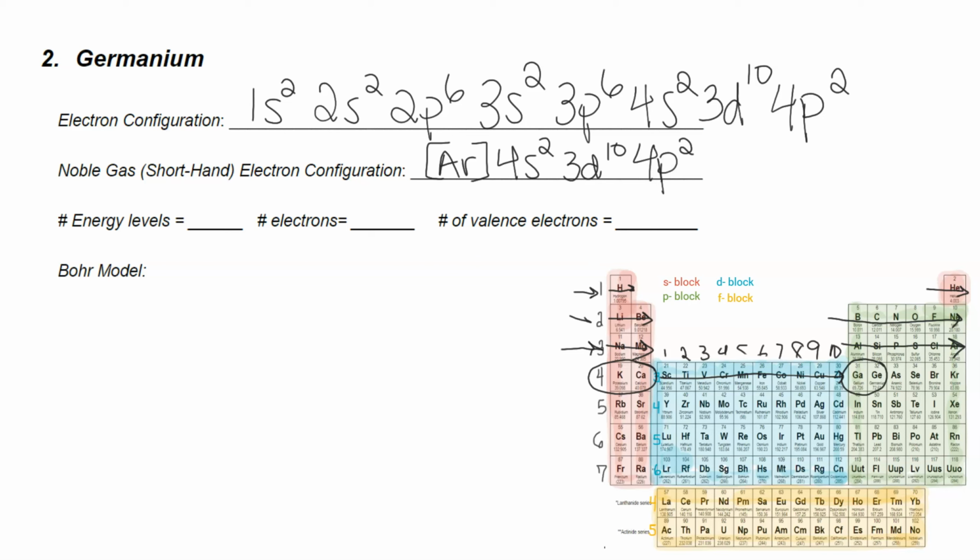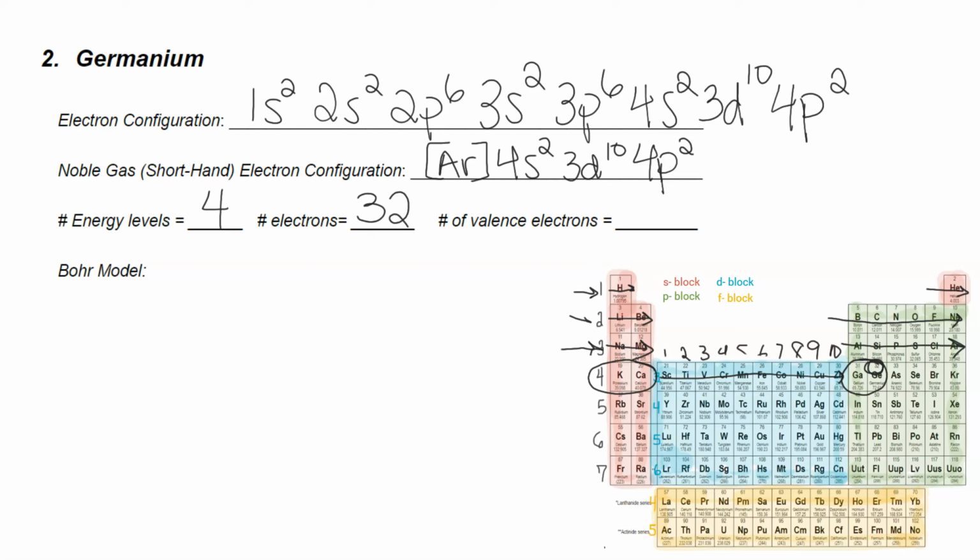Looking at our number of energy levels, I see energy level 1, energy level 2, energy level 3, and then energy level 4. So 4 energy levels in total. Our total number of electrons, we could just add up our superscripts, but also germanium we know should have 32 total electrons by looking at that atomic number.